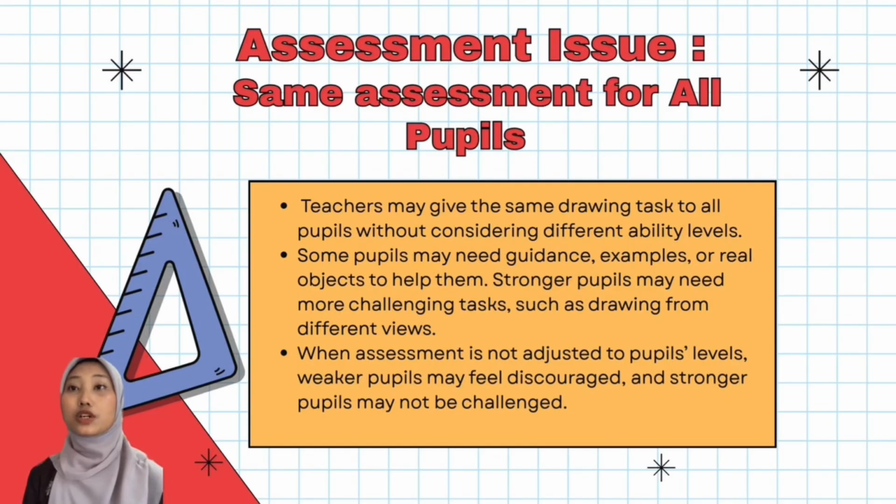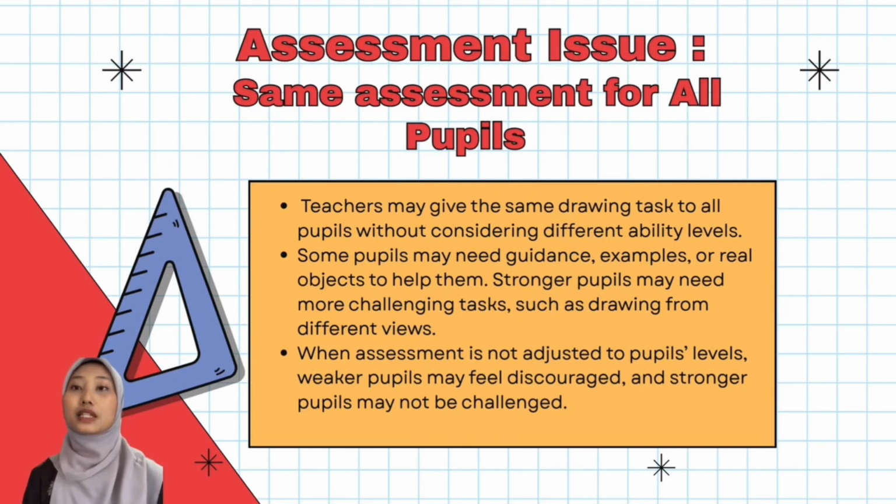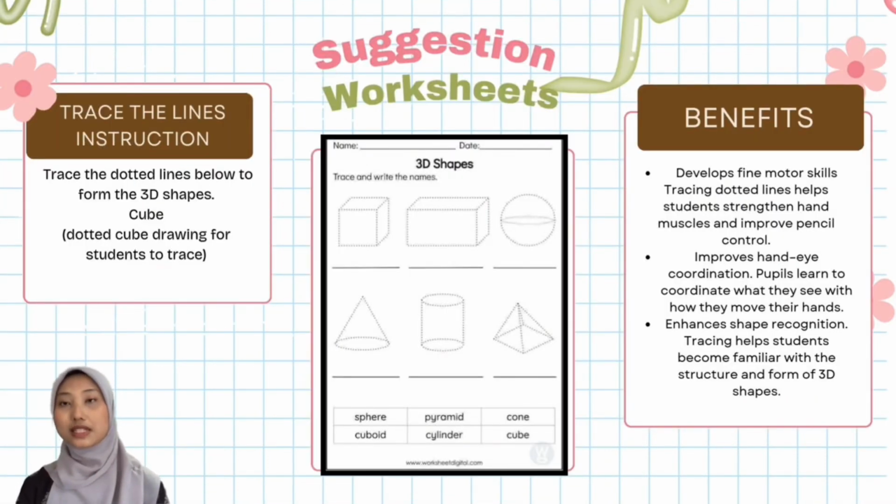When assessment is not differentiated according to pupils' abilities, weaker pupils may feel discouraged because the task is too difficult for them. At the same time, stronger pupils may not feel challenged because the task is too easy for them. Therefore, as a teacher, assessment should be more flexible and consider pupils' different learning abilities to support better learning outcomes. So, as a teacher, we need to find a better solution, especially for weaker pupils.